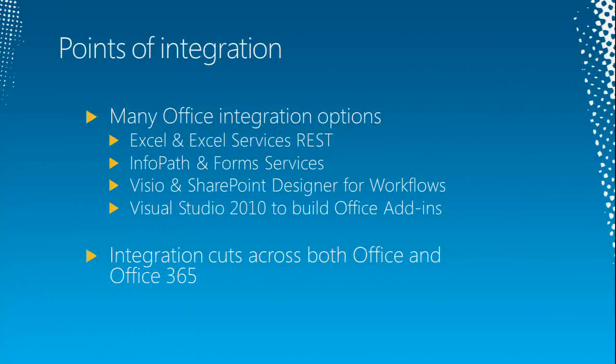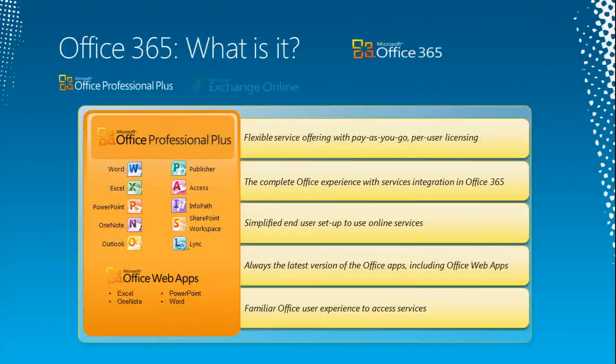For example, Excel Services, InfoPath, SharePoint Designer mostly, and then we'll do some Visual Studio work, show some code. And of course, it's going to cut across Office and Office 365. Very quickly, Office 365 comprises 4 pieces: Office Pro Plus, Exchange Online, SharePoint Online, and Lync Online.